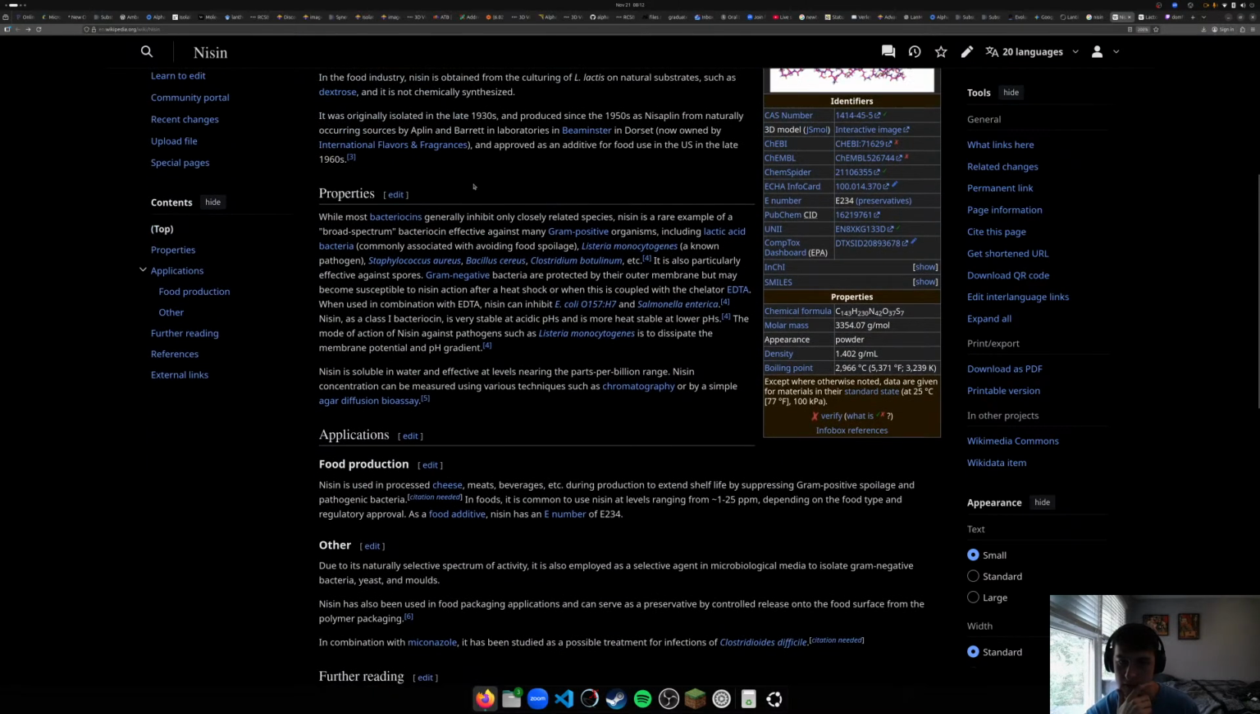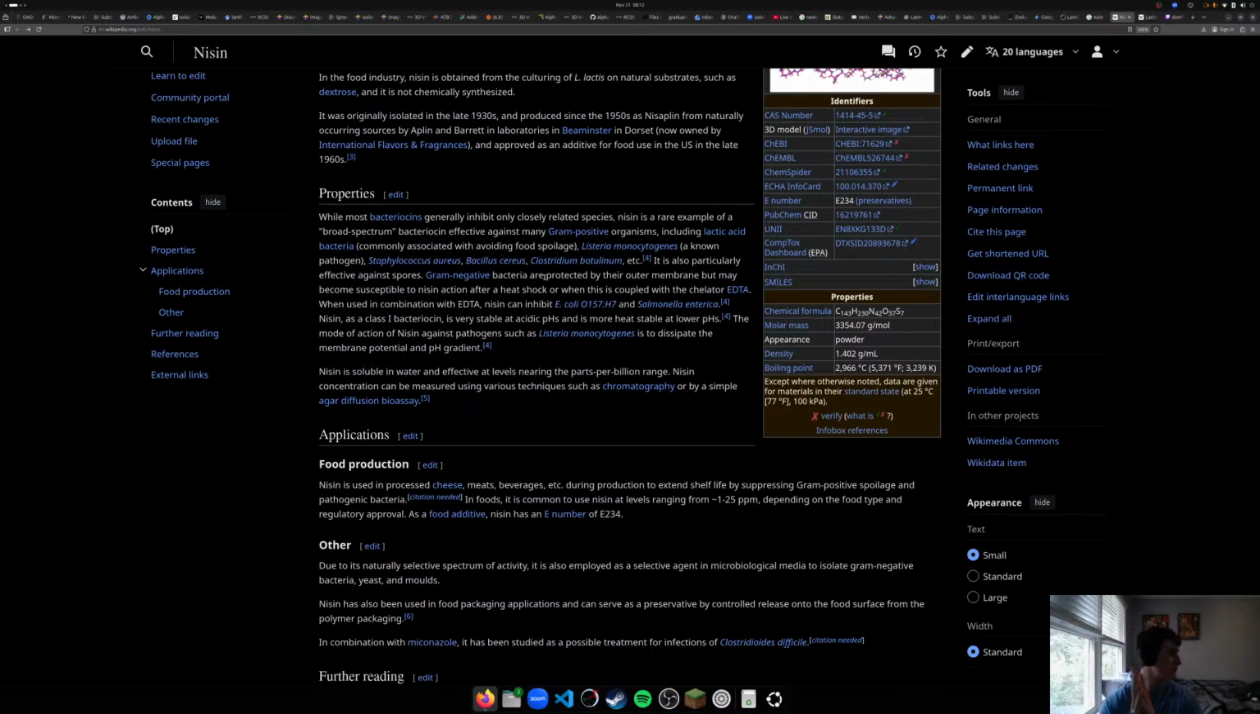Well, most bacteria generally inhibit. Nisin is a rare example of broad spectrum, effective against many gram-positive, including lactic acid bacteria, spores. Gram-negative bacteria are protected by their outer membrane, but so I need to remember.